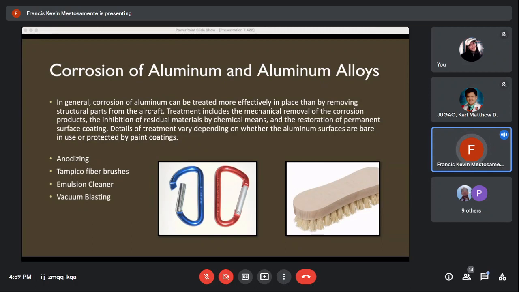I got an example nito, vacuum blasting on aluminum. I'll have a video example on the next slide. However, hindi siya sa aircraft, so I got an example. Pero sa aluminum siya, aluminum tank, yung mga tangke na ginagamit natin sa bahay. So that's aluminum. If meron kayo nung grayish na tangke, pale gray, so that's aluminum. We'll look into that in our next slide.